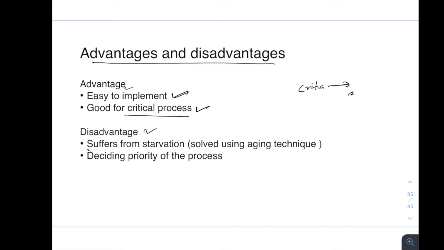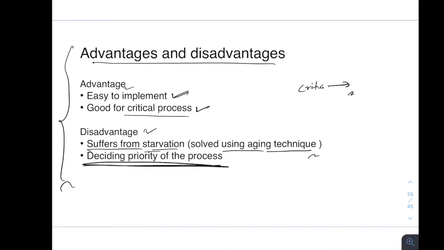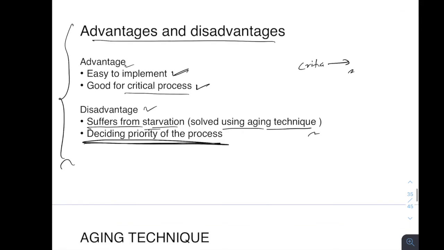The disadvantage is that, of course, it suffers from starvation. All the priority scheduling algorithms suffer from starvation, but this can be solved using the aging technique. Both of the priority scheduling algorithms that I discussed suffer from starvation, and it can be solved with the aging technique that I will discuss later. Also, deciding the priority of the process is not quite easy. What is the priority of this process? Deciding that by the kernel itself is not quite easy here.